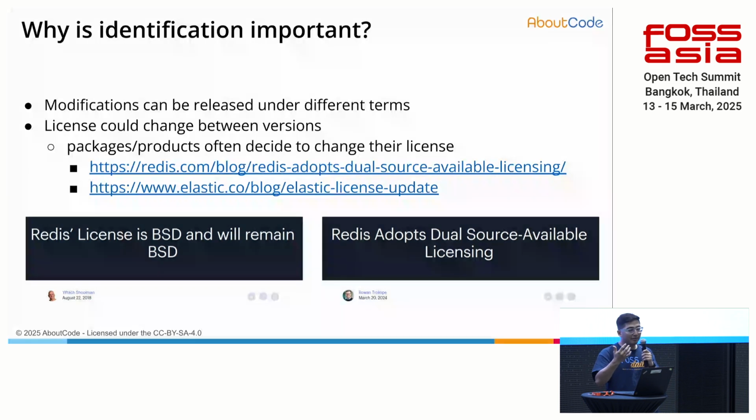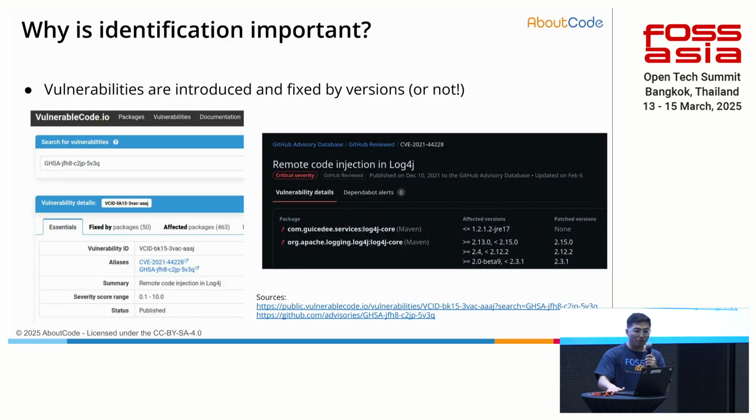So we need to really identify where the package is coming from, the origin of it, so we can know what could be the license. Now, in case of vulnerabilities also, advisories are published by different sources, and they typically have a vulnerable version range. So it starts at a version, ends at a version, and it can be fixed by a specific version, and sometimes it's not fixed because it's not there.